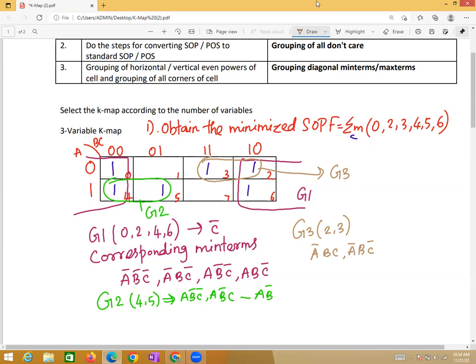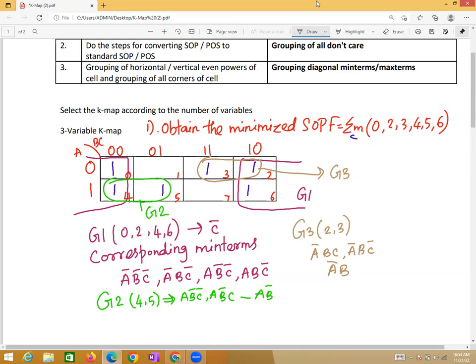Here the common term is A bar, B. So now all the grouping is carried out and completed. No ones are left free here.